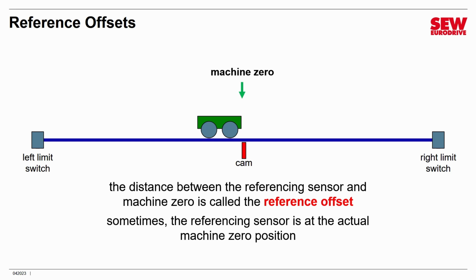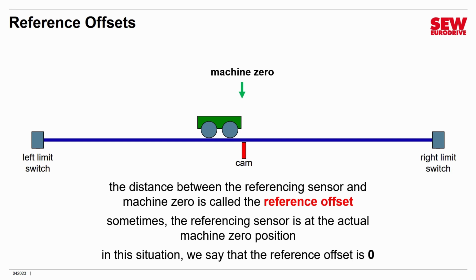Sometimes the referencing sensor is at the actual machine zero position. So for example, this cam is in the middle of the travel range, and we've declared that to be the machine zero location. That's nice and simple, easy to understand, and if that is true, we say the reference offset is zero because there is no difference between the location of the sensor and the official zero position. So that's the easy one, and if that's the way your application works, then you just set the reference offset to zero in the parameters and forget about it.